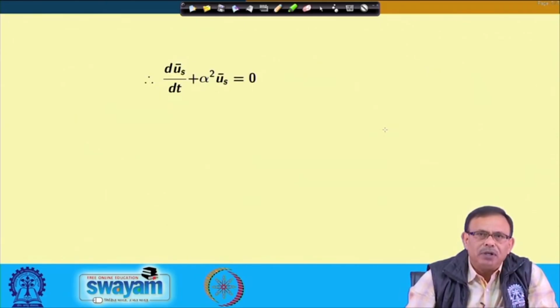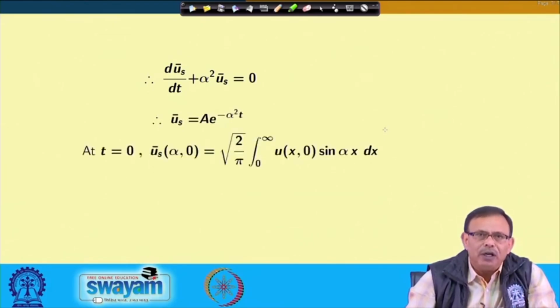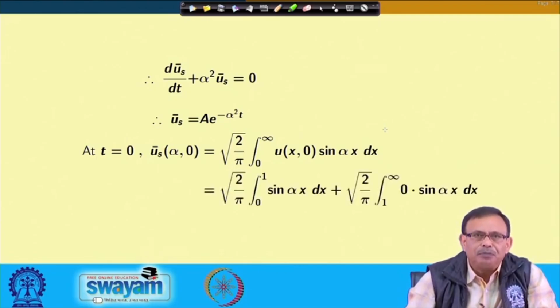So, you are obtaining the ordinary differential equation as this, whose solution is simple: a e power minus alpha square t. To find the value of a, I am finding at t equals 0 what is the value of u bar s alpha 0. Please note that this particular condition is not provided in the question. In the solution, we are just finding the value of this u bar alpha 0 by evaluating the integral using the definition of Fourier sine transform.